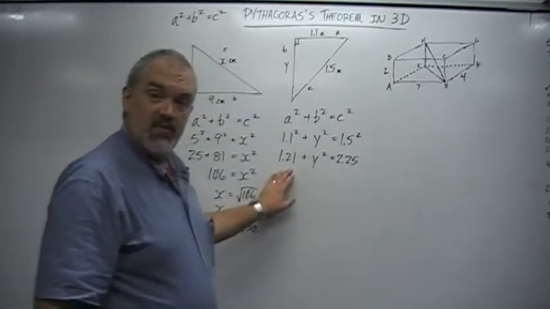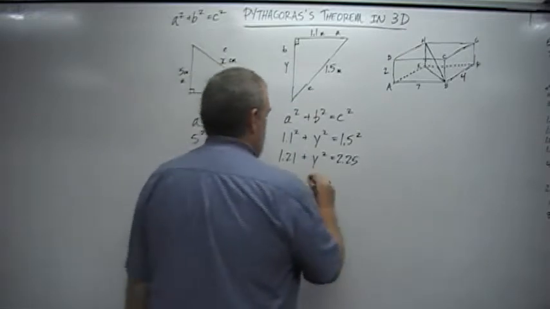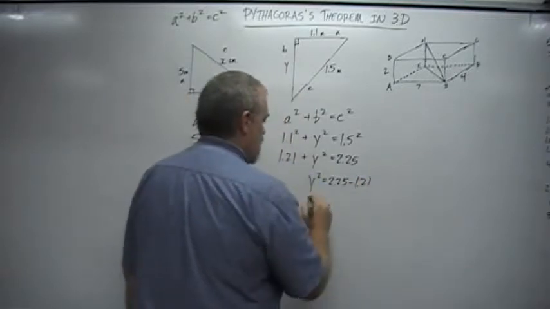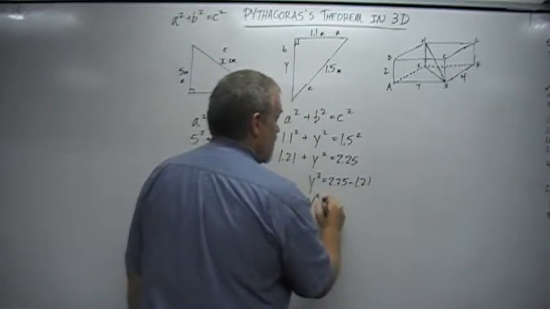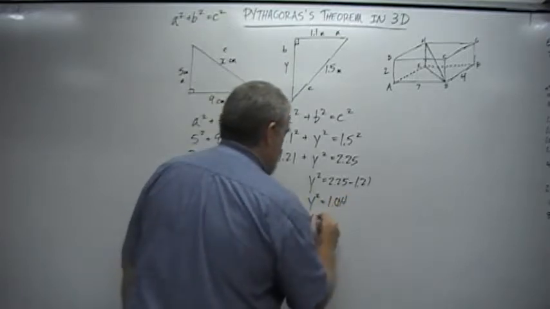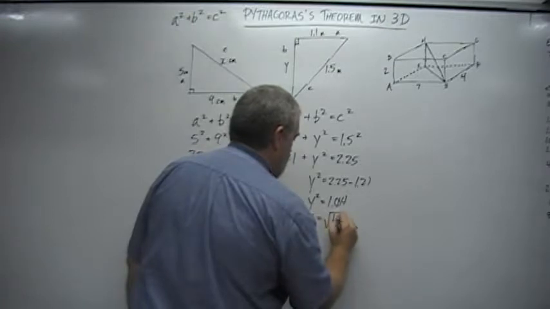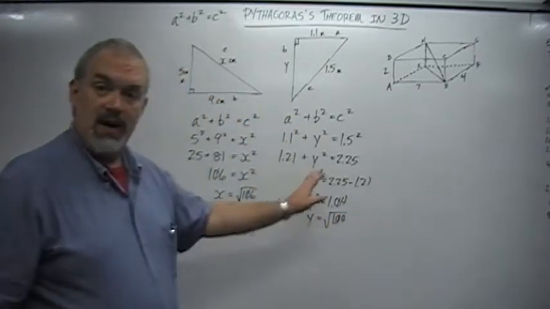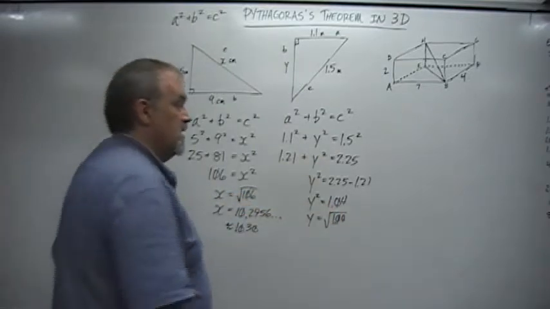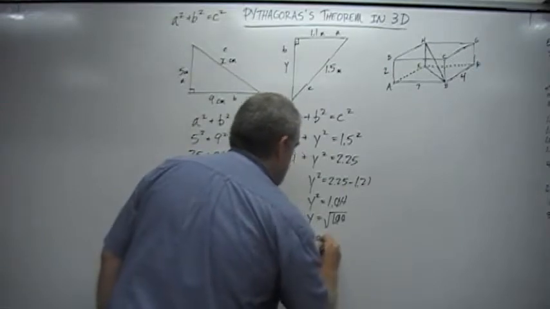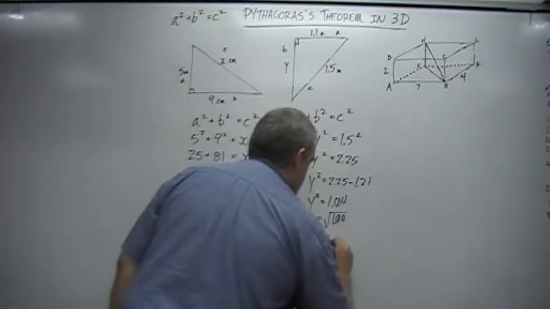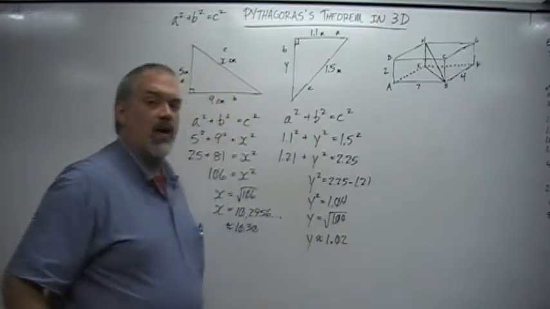Now, we then have to move this over to the other side, so we get y squared equals 2.25 minus 1.21. And so that makes it y squared equals 1.04, which means that y is equal to the square root of 1.04. Again, if we wanted an exact number, we'd leave that there. In this case, we're going to call it 2 decimal places. So we say that y is approximately equal to, and you can put it in your calculator and see what you come up with, but you're going to come up with roughly 1.02 after you round it off.